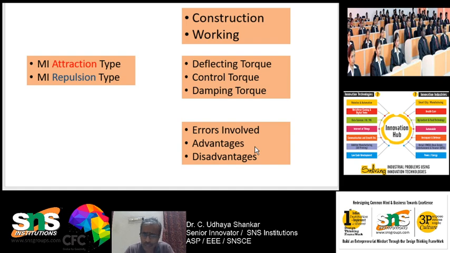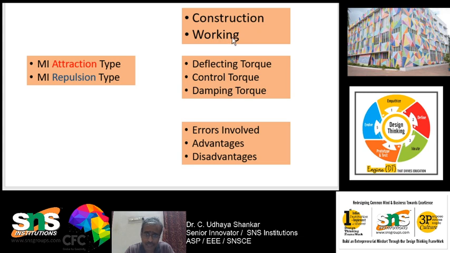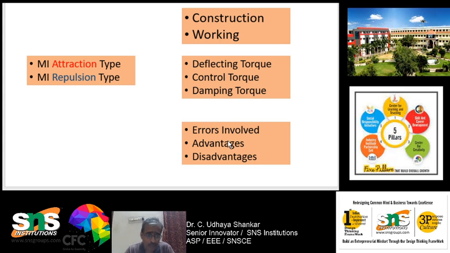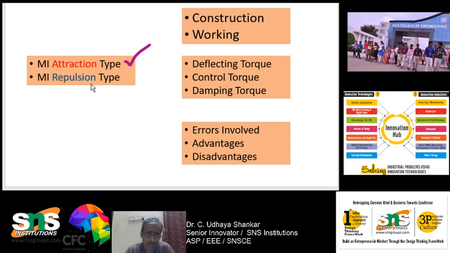Then we will come to the MI repulsion type, and again discuss the construction, working, deflecting torque, control torque, damping torque, and the errors involved, and all those things. So, let us go into the topic. First we will discuss the MI attraction type, then the MI repulsion type. MI attraction type is what we are going to discuss first.